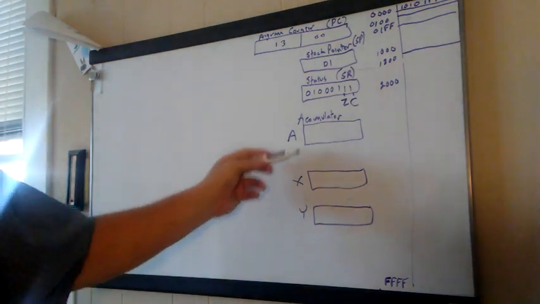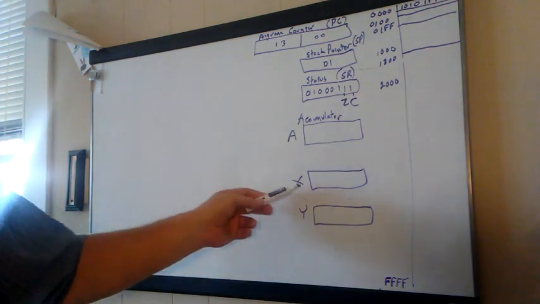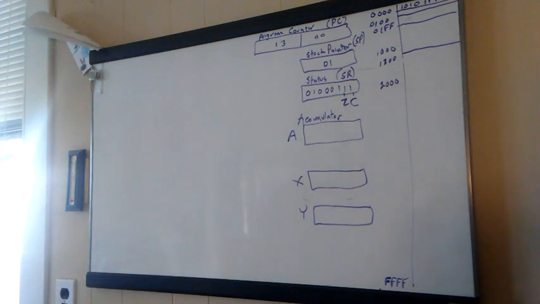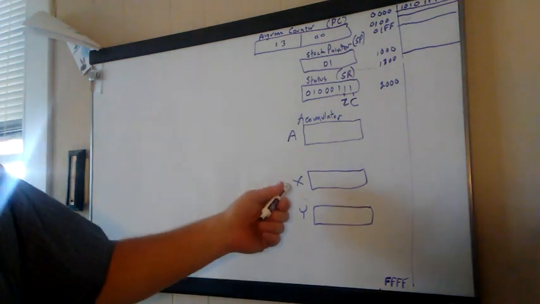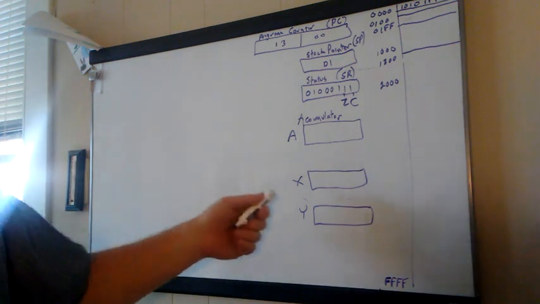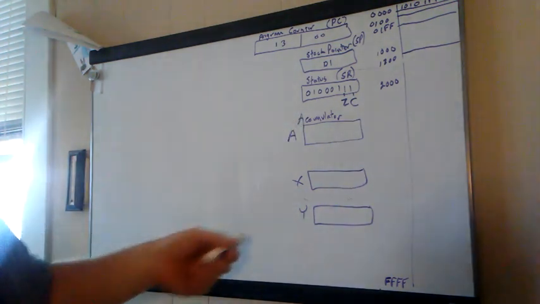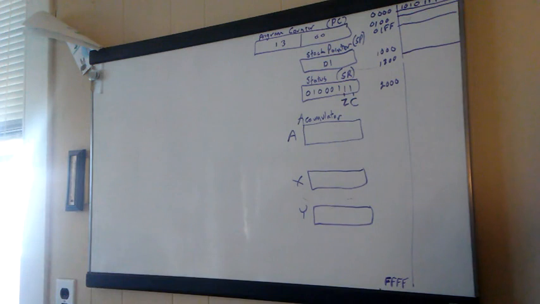But you can't add and subtract other numbers. You can't roll them left and right, those kinds of things. One thing that's useful, that's basically necessary, is that you can use them in combination with the accumulator in certain commands, and as an index, and we'll get into that when I get into the commands.